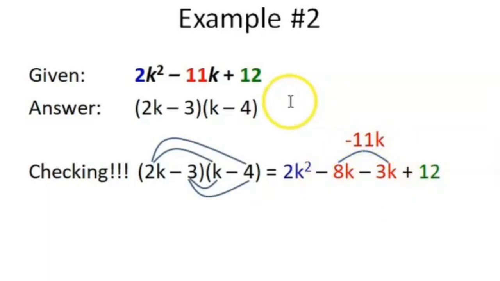So bumalik po tayo dun sa ating original equation na 2k squared minus 11k plus 12. So therefore, yung sagot natin, ang factor ng 2k squared minus 11k plus 12 na quantity 2k minus 3 times the quantity k minus 4 is correct.